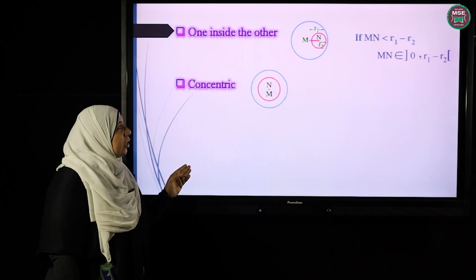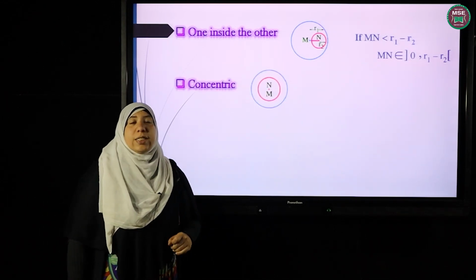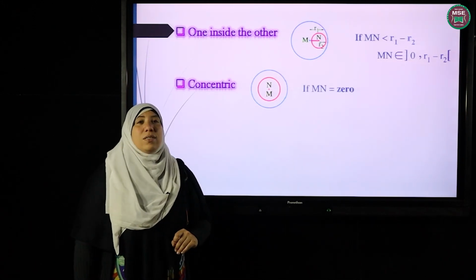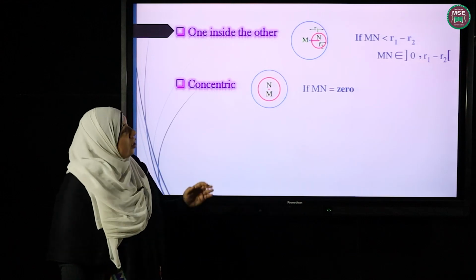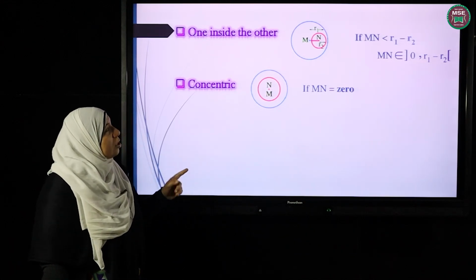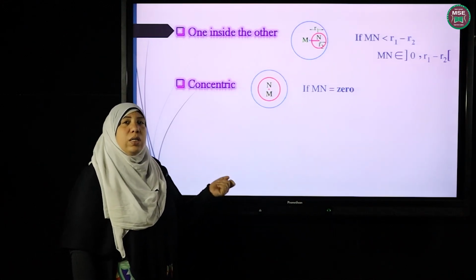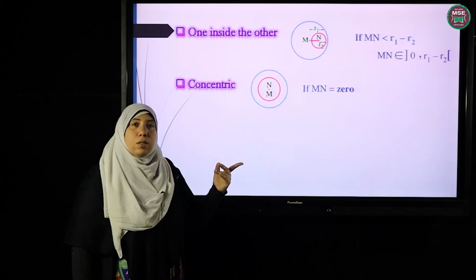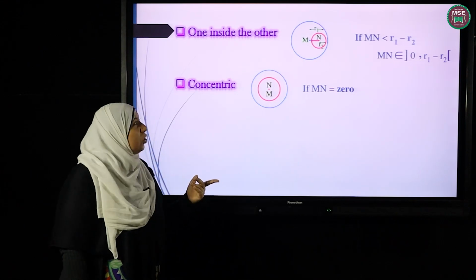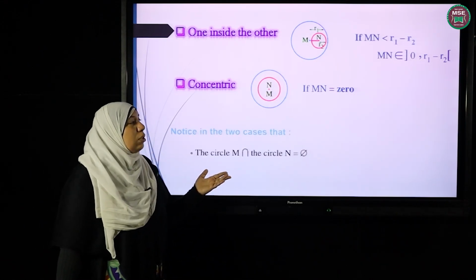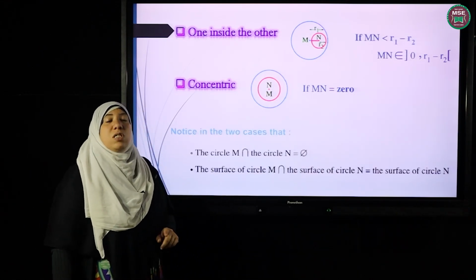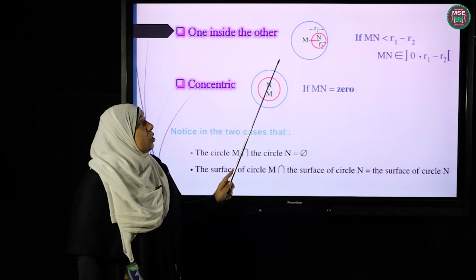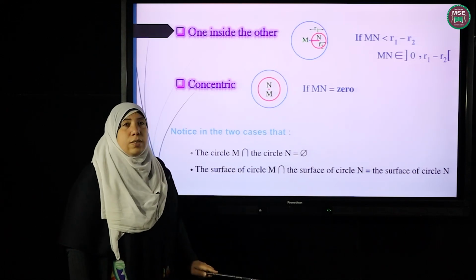The concentric circles are two circles that have the same center, or the distance between their centers is 0. There is no distance between their centers. I can call this position concentric. And we will find that in the last positions, one inside the other and the concentric, the two circles don't intersect, but the two surfaces intersect at the smaller circle N.